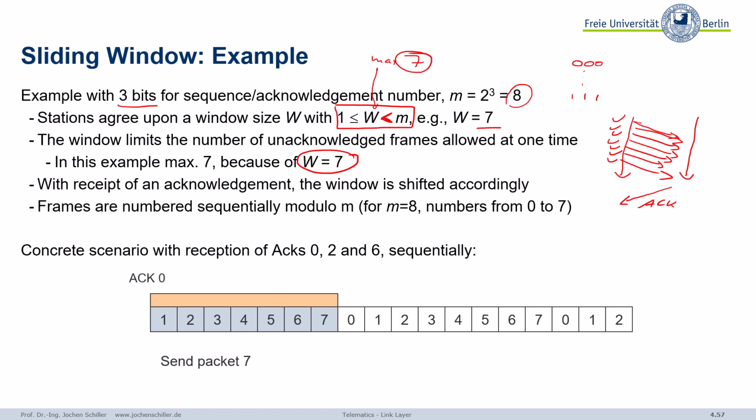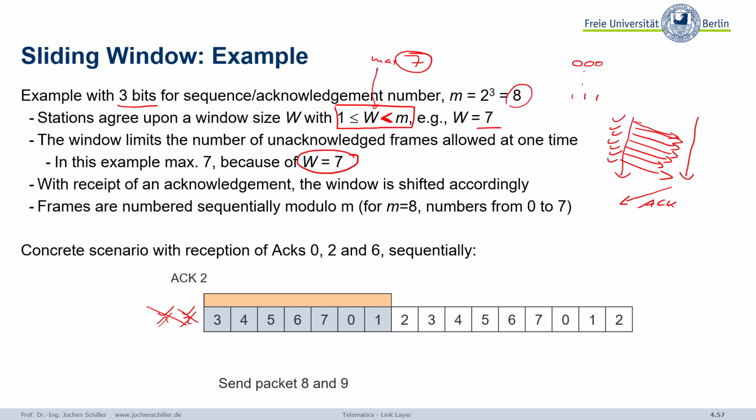So what else? Now I receive, for example, Ack 2. Ack 2 means frame 1 and frame 2, the next one, have been received without an error. That means for the sender, I can delete them in my memory. I don't have to repeat them because Ack 2, that's the semantics here, tells me everything is fine up to frame 2.